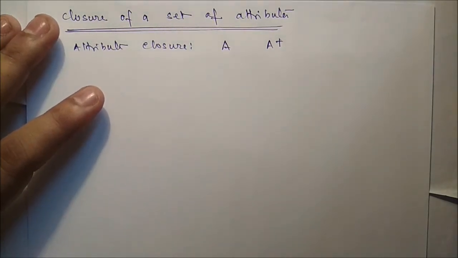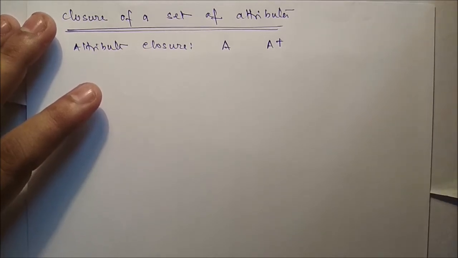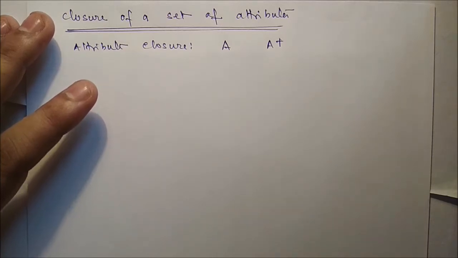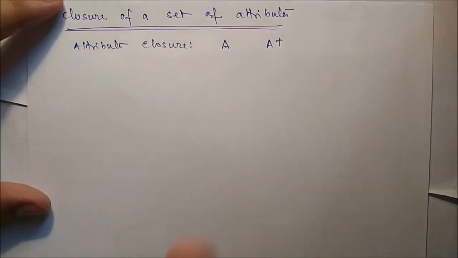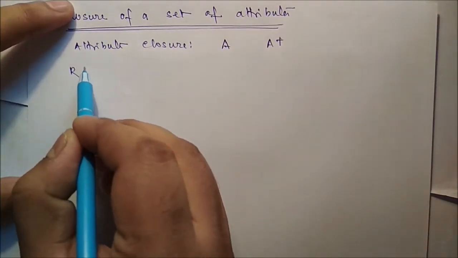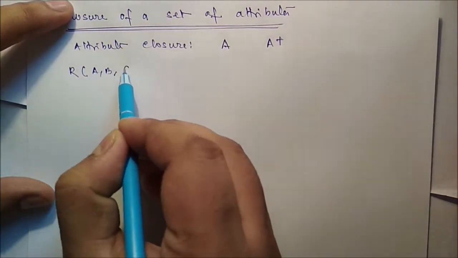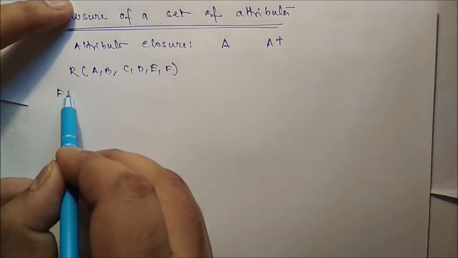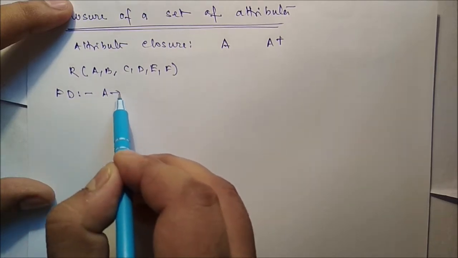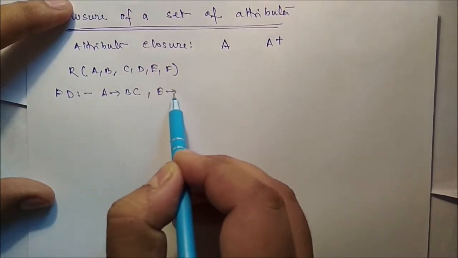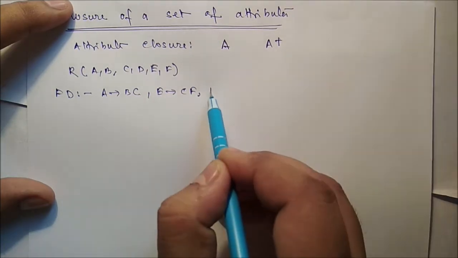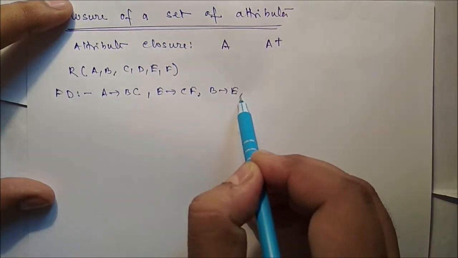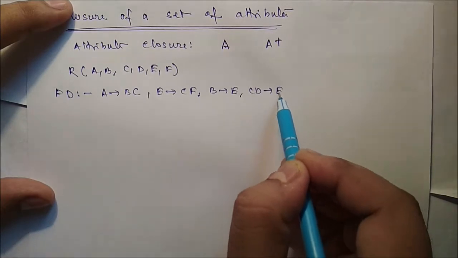So what is attribute closure? Attribute closure of an attribute, say A, can be defined as a set of attributes which can be functionally determined from it, denoted by A plus. Now we can see an example. Suppose we have a table R and the attributes are A, B, C, D, E and F, and the FDs given are A to BC, E to CF, B to E and C to EF.